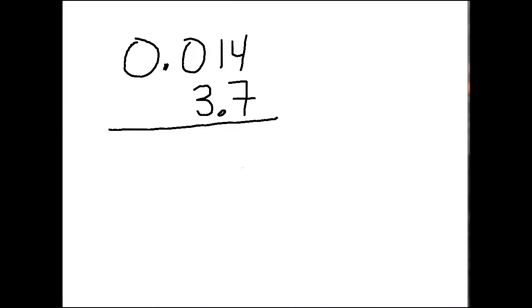You'll notice in this problem we have 14 thousandths times 3 and 7/10, and you'll see that our decimal points are not lined up. And in multiplication, that is not a problem. We do not have to line up the decimal points when we multiply. We must always line up the decimal points when we add or subtract, but we don't have to do that when we multiply. So we're going to go ahead and multiply these two numbers.